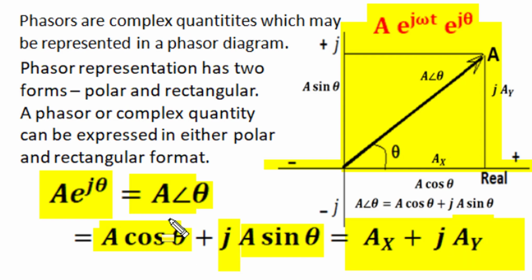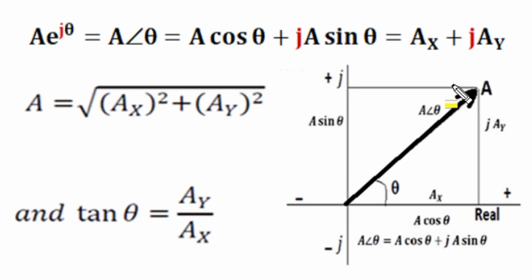Now simple mathematics can convert polar to rectangle or rectangle format to polar format. In this phasor representation, the magnitude angle format is known as polar format, and the horizontal real active component and vertical imaginary reactive component format, ax plus j ay, is rectangle format. If one knows the magnitude and angle, the polar format of the phasor, then one can find the real component as A cos theta and the imaginary component as A sin theta.